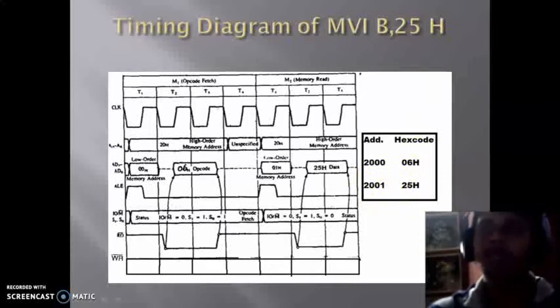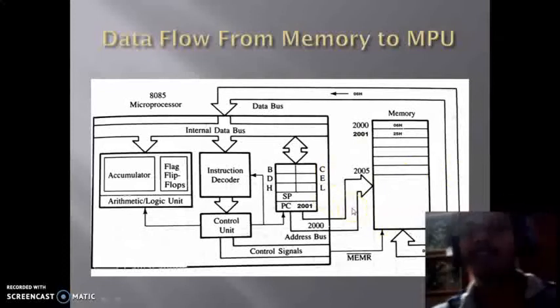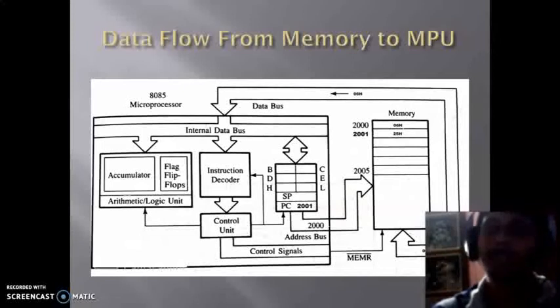Now these overall operations of MVI B, 25H can be understood by this diagram, where first we have to address the operational code that is stored at 2000. The program counter will place its address on the address bus. As we know, the address bus of the 8085 microprocessor is divided into two parts: one is the higher order address and the other is the lower order multiplexed address data bus. The higher order address 20 will be placed on the higher order address bus, and the lower order address 00 will be placed on the lower order multiplexed address data bus.